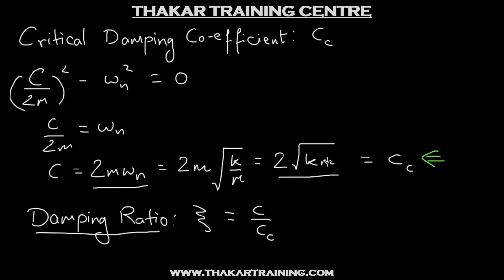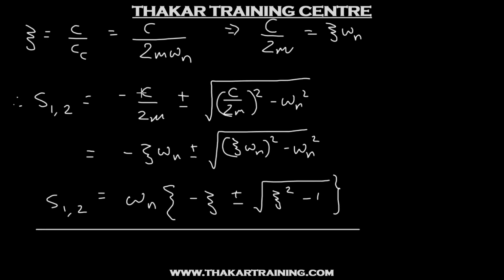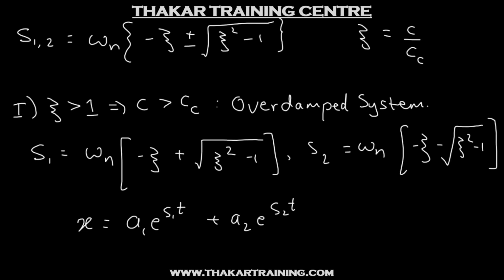Alright. To understand further, we introduced another term, the damping ratio zeta, which is the ratio of C by Cc, actual damping upon critical damping. So we got the solution in terms of zeta: omega n into minus zeta plus minus root of zeta square minus 1. From there we saw that whether the value of zeta is more than 1 or less than 1 will decide whether we get real roots or complex roots. And the value at which that change happens is zeta equal to 1, which is the critical damping case.